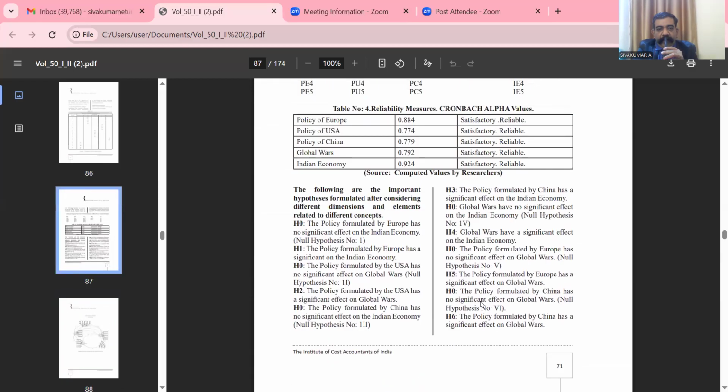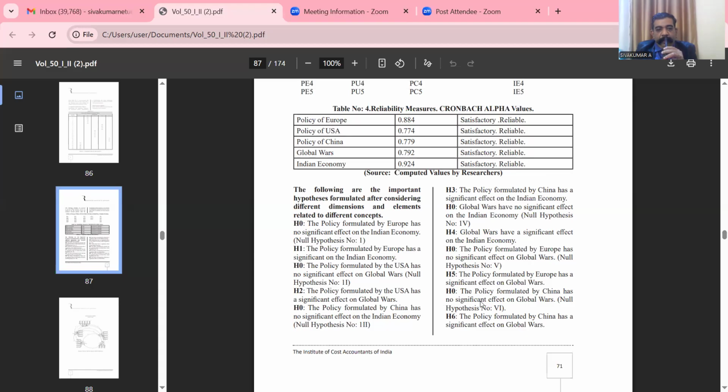After the EFA, you have to write the hypotheses. Hypothesis means the relationship between the constructs, the relationship between the factors, in words. That is known as a hypothesis. First, the policy formulated by Europe has no significant effect on the Indian economy. That is null hypothesis number one. The alternate hypothesis: the policy formulated by Europe has a significant effect on the Indian economy.